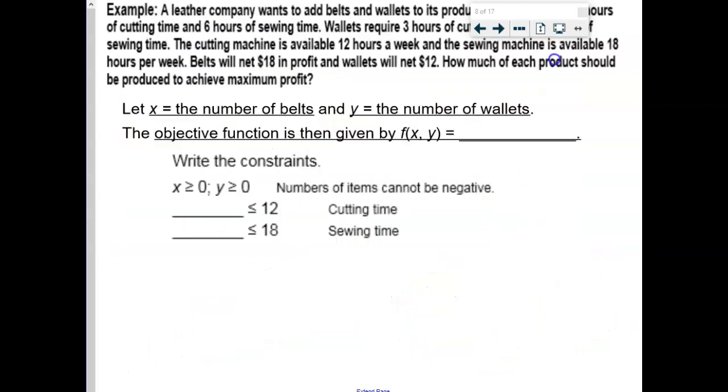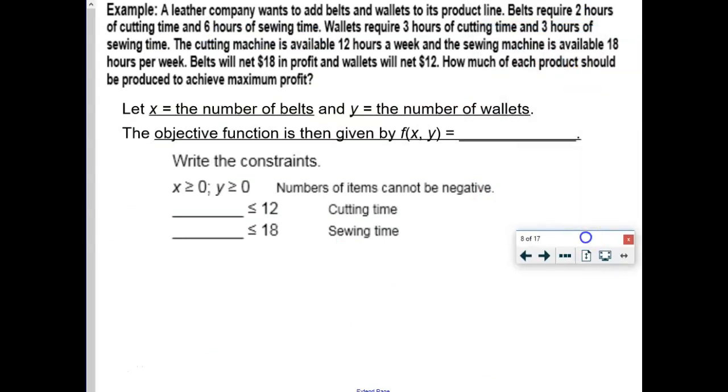This story problem is pretty much done for you on a lot of parts of it. We have a leather company that wants to add belts and wallets to its product line. The belts require 2 hours of cutting time and 6 hours of sewing time, and wallets require 3 hours of cutting time and 3 hours of sewing time. The cutting machine is available 12 hours a week, and the sewing machine is only available 18 hours a week. And belts will net $18 in profit, and wallets will net $12 in profit.